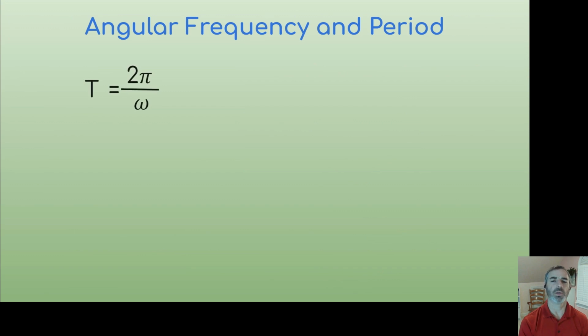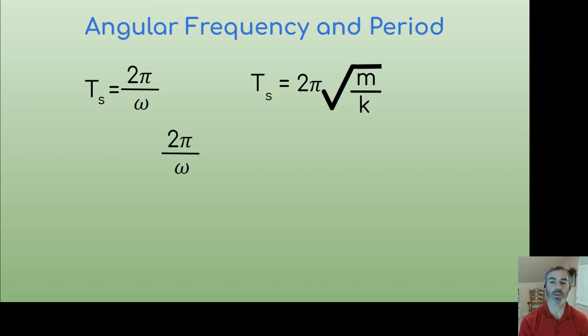So let's look at angular frequency and period. We know that period is equal to 2 pi divided by the angular frequency, and we just derived in the previous slide that the period is equal to 2 pi square root of m over k. Well, 2 pi over omega is also the period of our spring oscillator. So we can set these two equations equal to each other, and we can simplify by canceling out the 2 pi's.